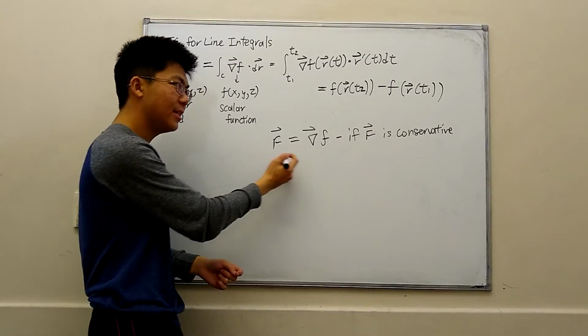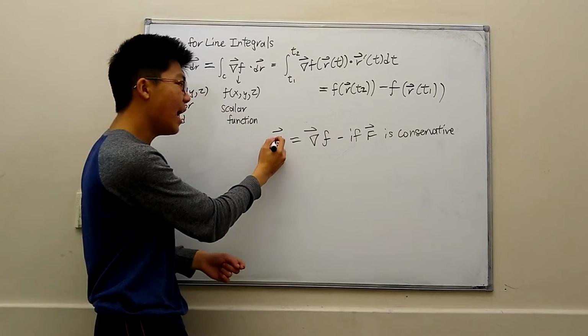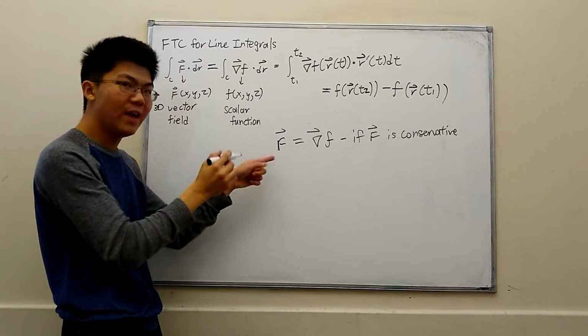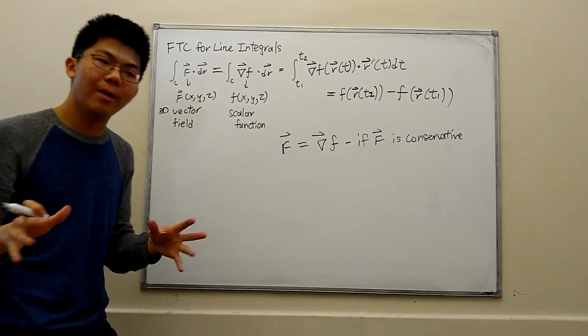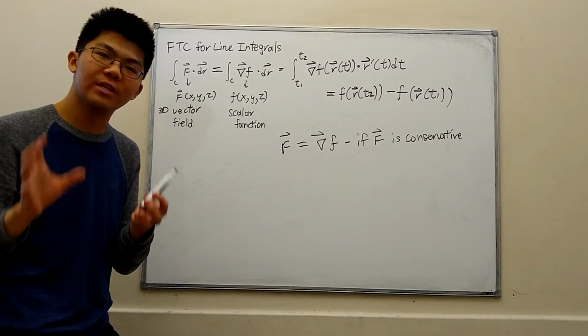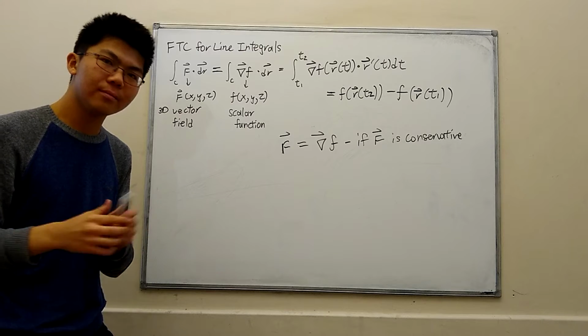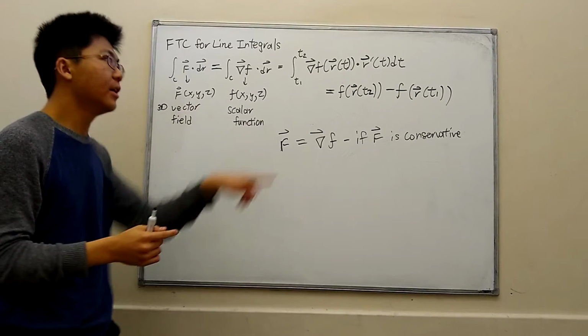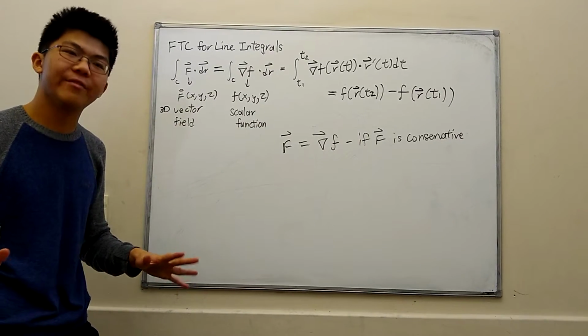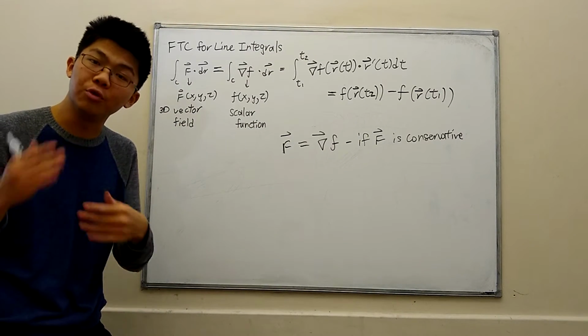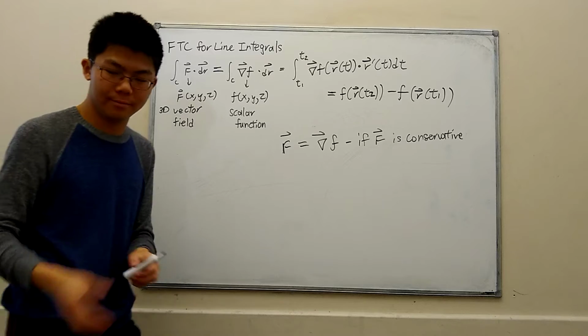Just to rephrase, this only applies if the vector field F is conservative. So when you're doing a problem, always test whether the field is conservative. If it is conservative, use this method right here. If it's not conservative, unfortunately, you're going to have to do the brute force line integral.